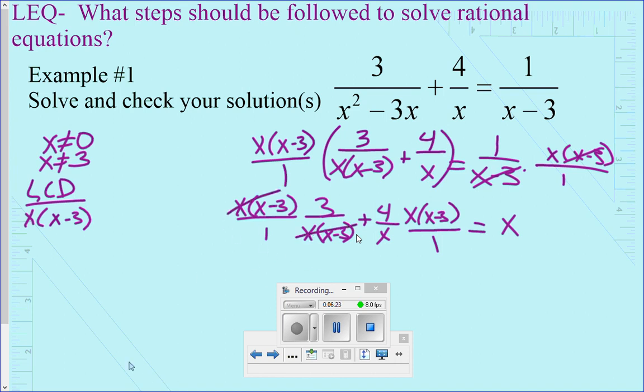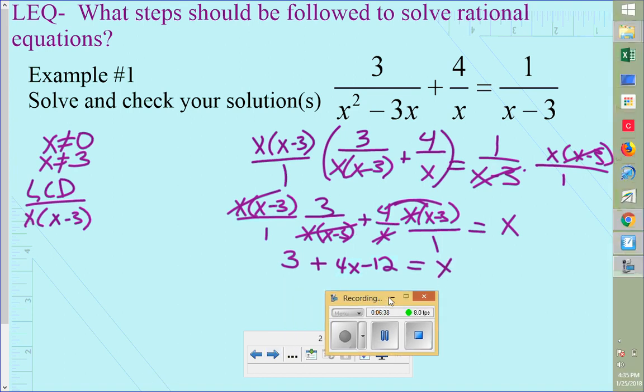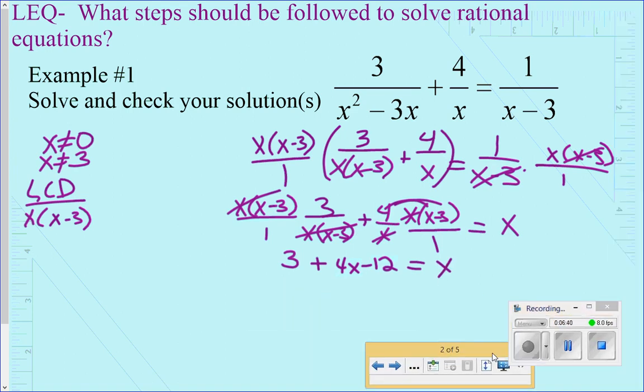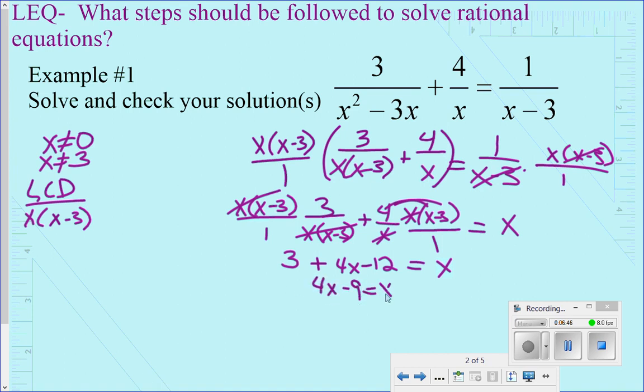So that whole thing is gone, which leaves me just a 3. Plus sign, the x's are gone. I have 4 distributed to the quantity x minus 3, which is 4x minus 12, and that equals x on the right. So now we can continue on. We can combine like terms: 4x minus 9 equals x, and of course subtract 4x from both sides, and divide by negative 3, x is equal to 3.